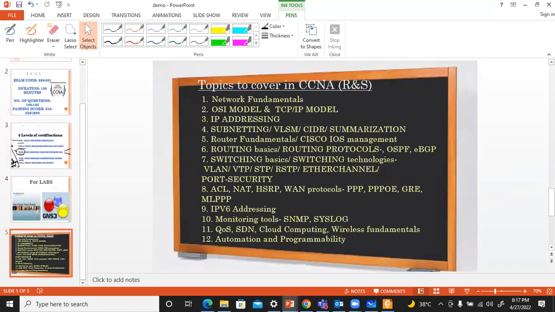These are the topics that are covered in CCNA now. In CCNA, there is network fundamentals, OSI model, TCP/IP model, IP addressing, subnetting, routing, router fundamentals, switching technologies like VLAN, VTP, STP, RSTP, EtherChannel, port security, ACL, NAT, HSRP, WAN protocols, IPv6 addressing, monitoring tools, quality of service, SDN, cloud computing, and wireless fundamentals. And there is automation and programmability. So an overview and basic knowledge of these is also required now.